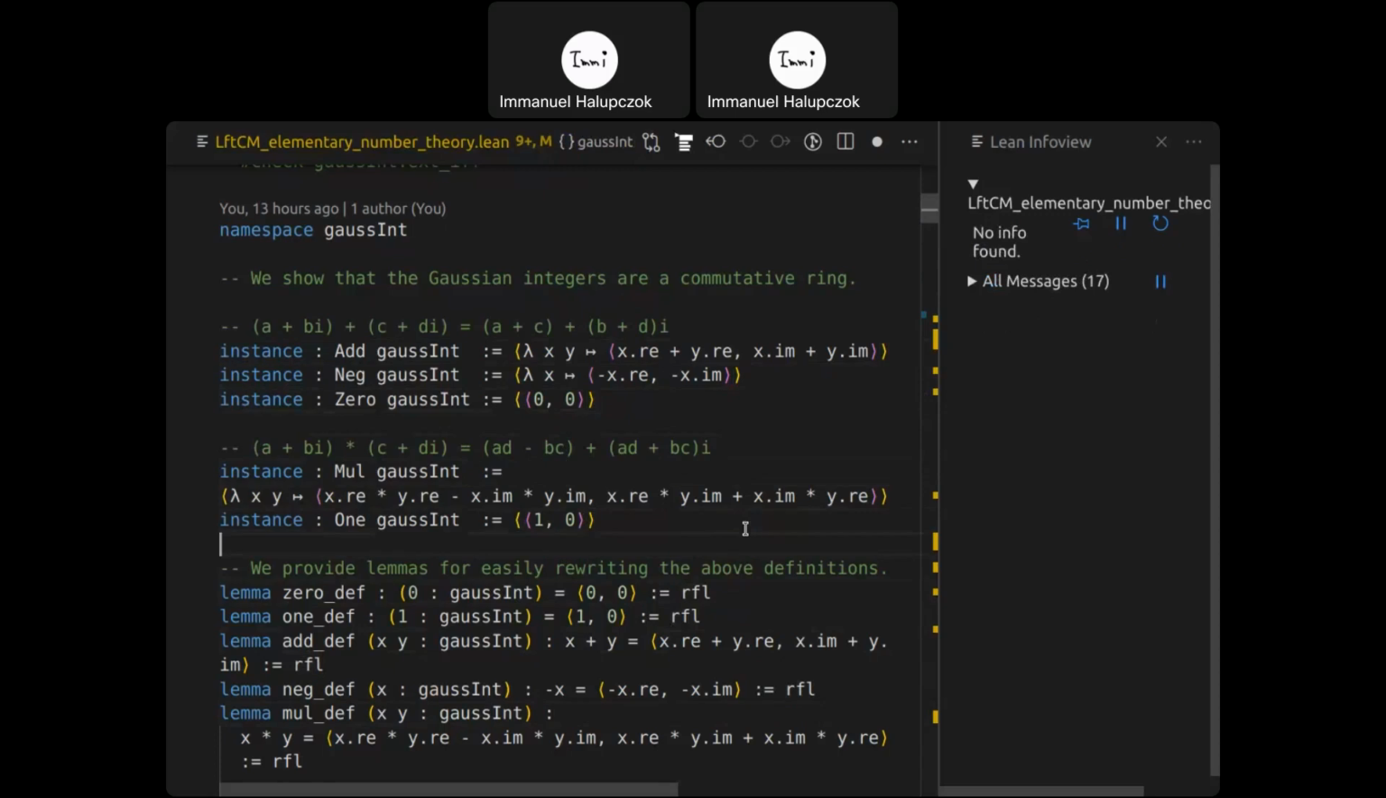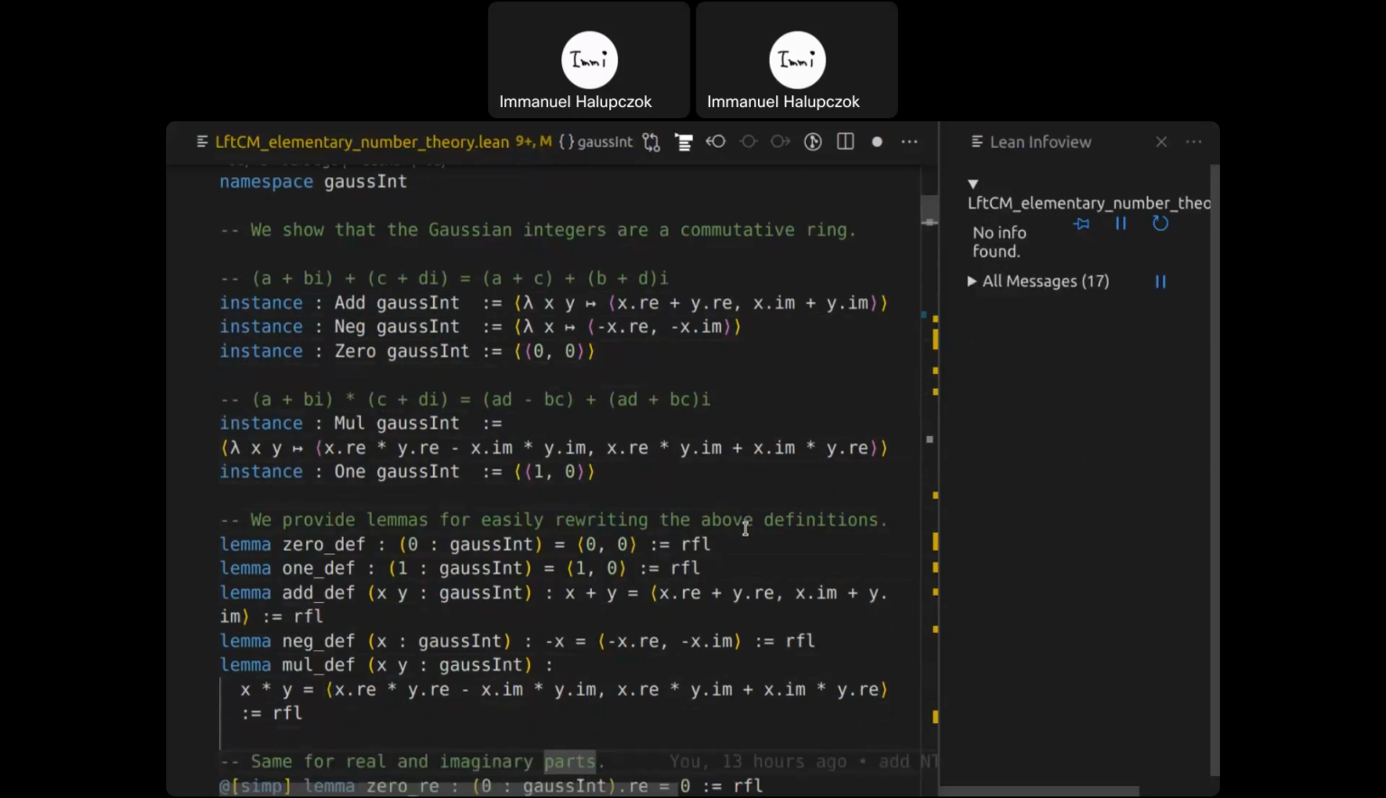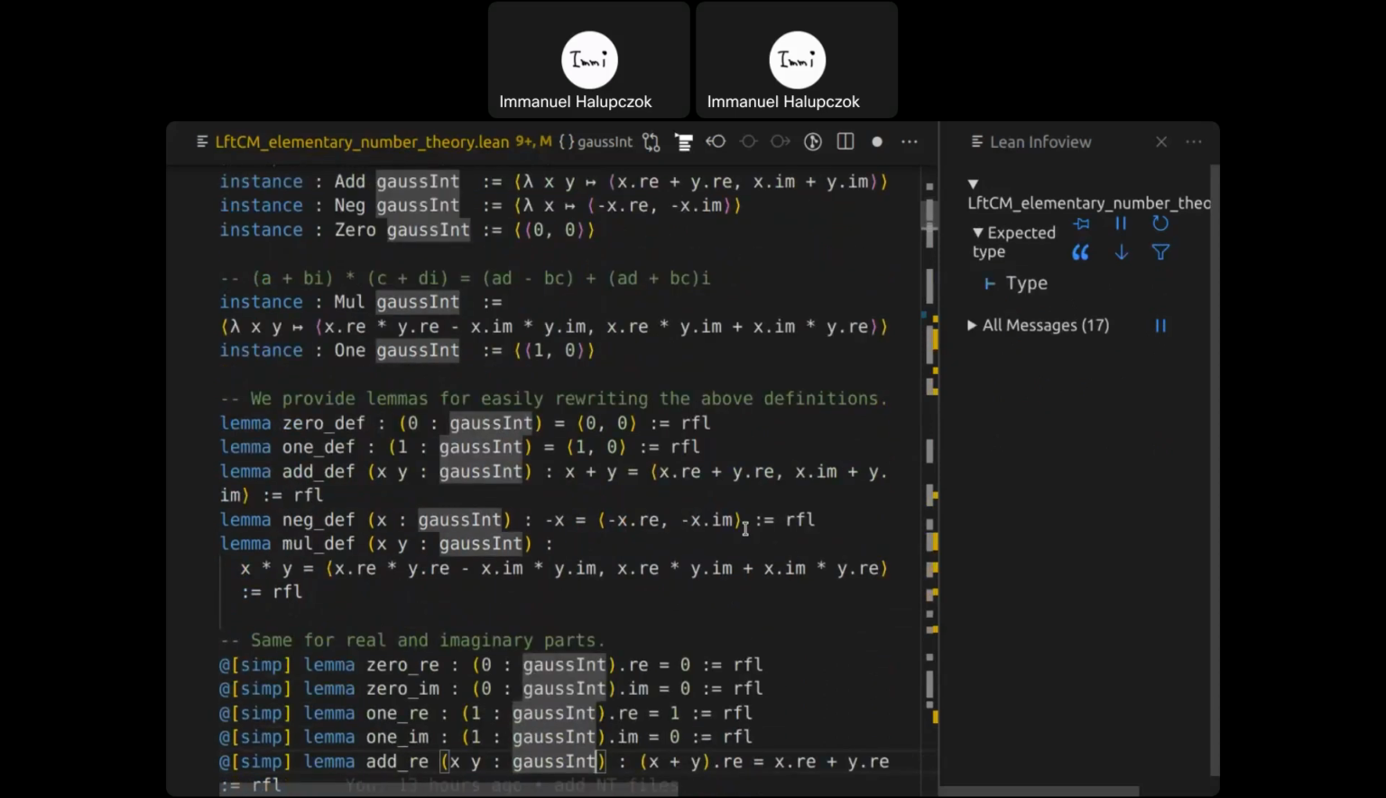Okay. Now, whenever you write a definition like this in Lean, there's a bunch of very basic lemmas that are mathematically trivial, but you want to add them so that Lean can work with these things more easily and can simplify things for you. So that's what's going on in the next few lines.